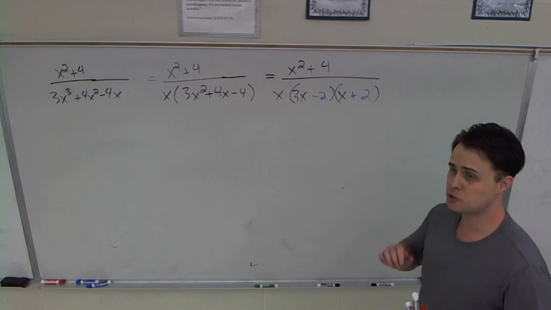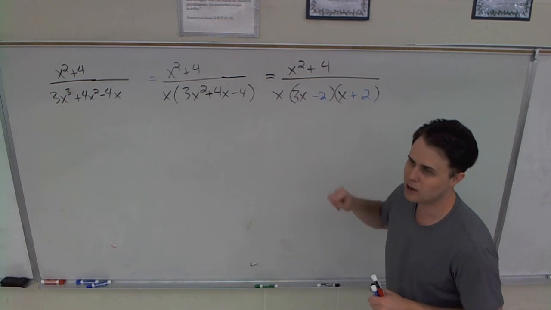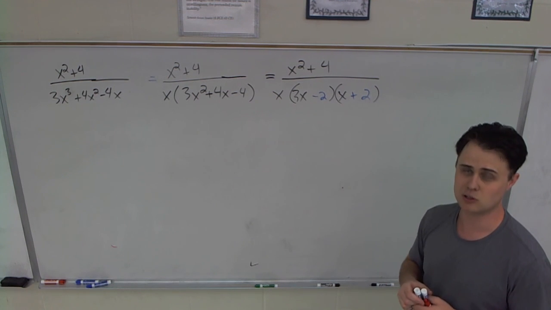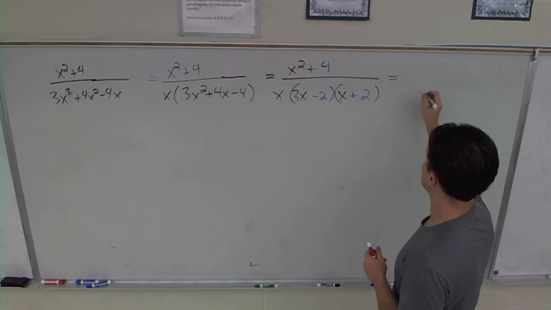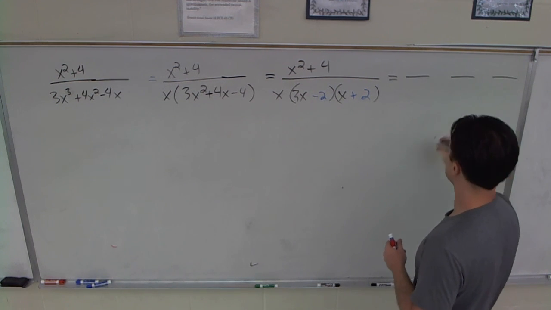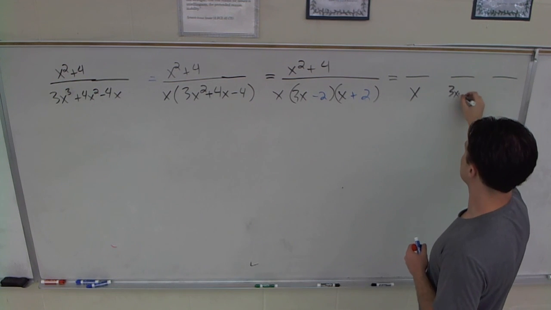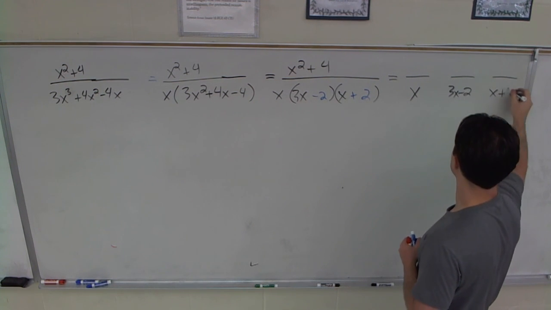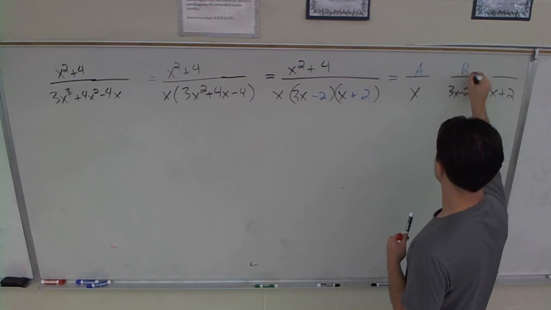There has been no partial fractions that has happened yet, right? The idea is now we're going to split this thing with 3 factors into 3 different fractions. That's partial fraction decomposition. So I'm going to say 3 fractions: x, 3x minus 2, and x plus 2, with A, B, C.